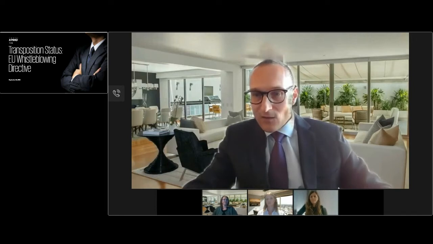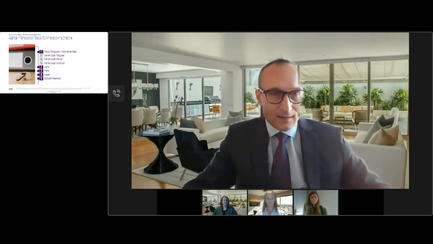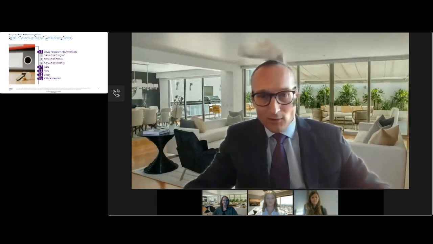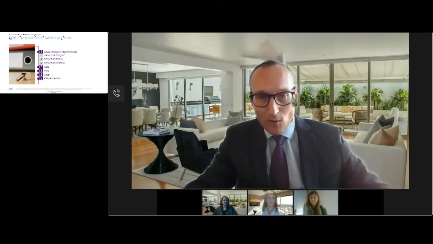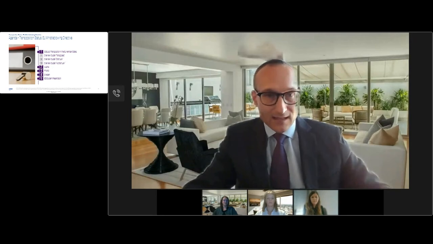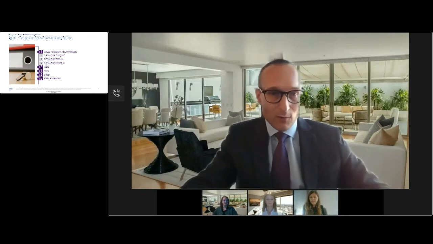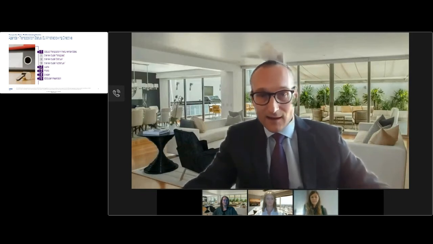So we can go to the next slide. Here, the EU directive on the protection of whistleblowers requires all organizations with more than 50 employees, as well as the public sector, to set up internal reporting channels and a case management system to report and process violations, especially of European law. Here you can see the agenda we have prepared for today's webcast.